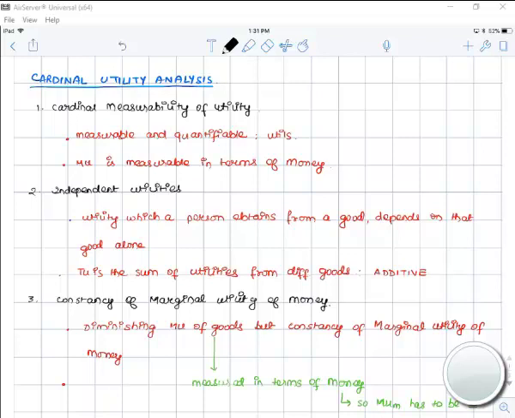When Marshall developed this cardinal utility analysis, he said this: what is the amount you are willing to pay for a unit of a good rather than go without it. For example, if I ask you what amount you can pay for this pen you're holding right now rather than go without it, whatever amount you say, that amount is the util. That amount is the utility which you derive from that particular good, right? So money is nothing but the measuring rod in which utility is measured, right?